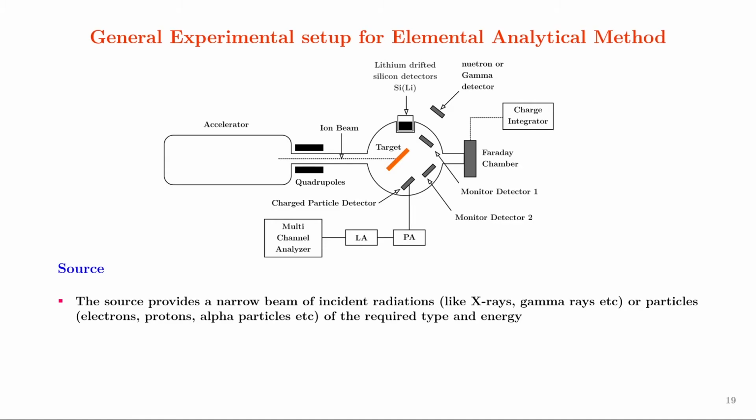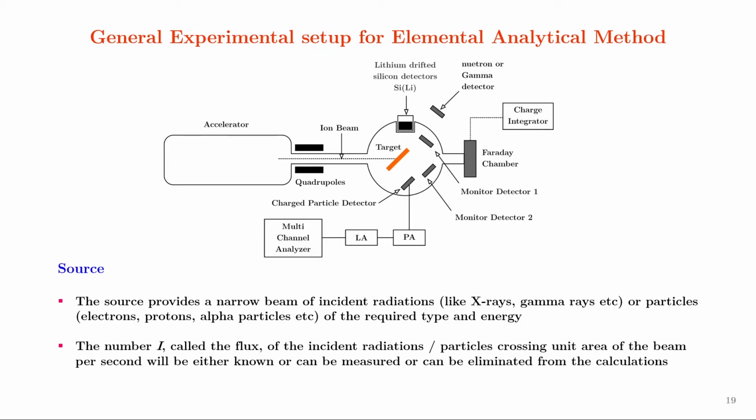General experimental setup. In the experimental setup, we need to have a source which produces a narrow beam of incident radiations like X-rays, gamma rays, etc., or particles, electrons, protons, alpha particles, etc., of the required type and energy. The number I, called the flux of the incident radiations, per particles crossing unit area of the beam per second, will be either known or can be measured or can be eliminated from the calculations.